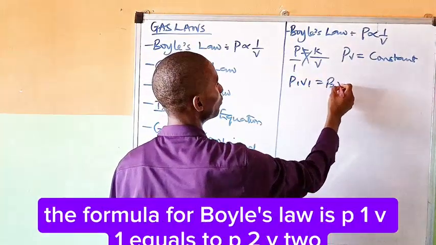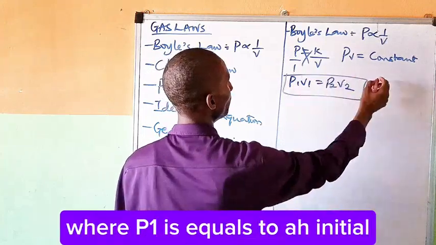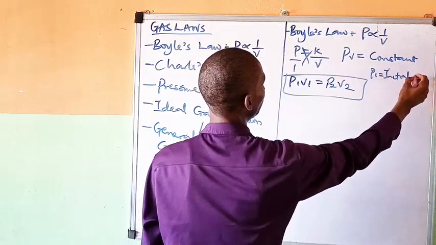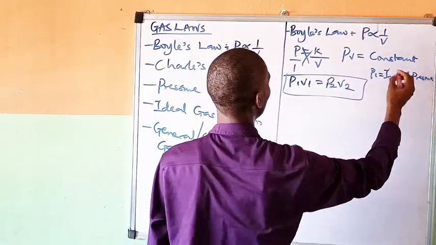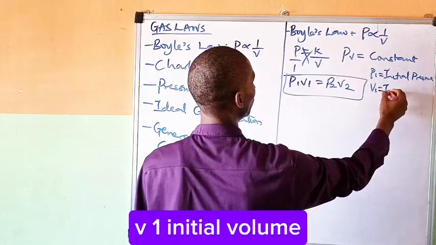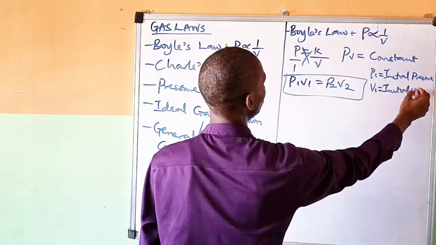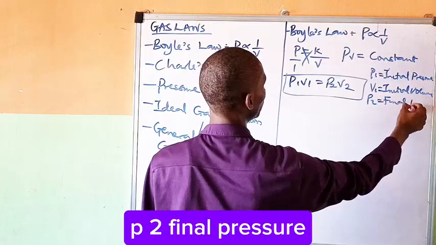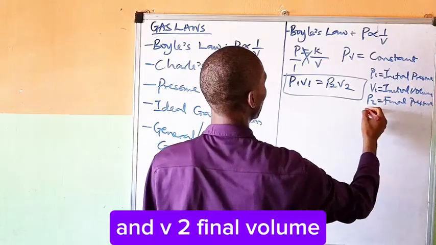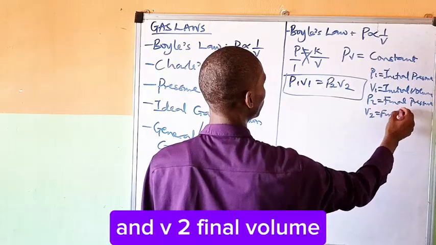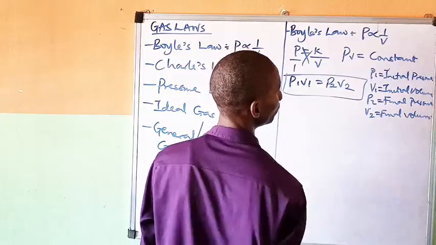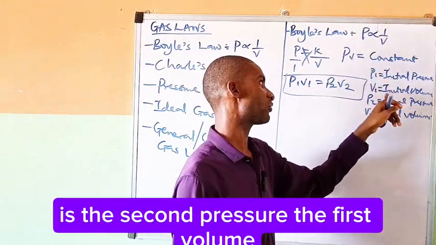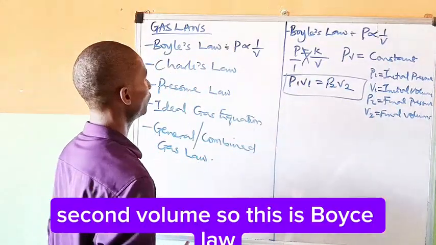So the formula for Boyle's law is P1 V1 equals P2 V2, where P1 is the initial pressure, V1 is the initial volume, P2 is the final pressure, and V2 is the final volume. P1 is the first pressure, P2 the second pressure, V1 the first volume, V2 the second volume. So this is Boyle's law.